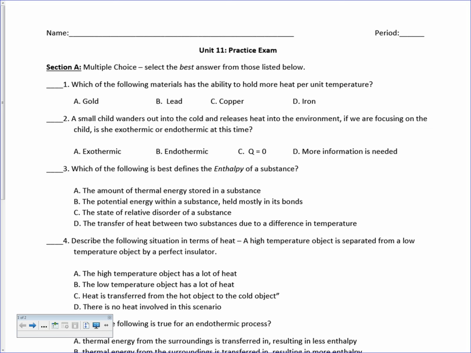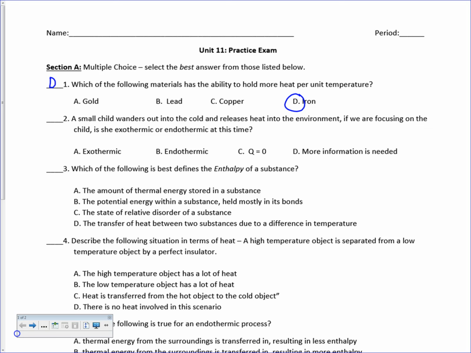First multiple choice question: which of the following materials has the ability to hold more heat per unit temperature? Well, for this one, what you're looking at is the specific heat and trying to figure out which one has the largest specific heat. So look at your table and you should see that D, iron, has the largest specific heat. And specific heat, I should say, is short for specific heat capacity, which means how much heat can something hold. So iron here is going to hold the most.